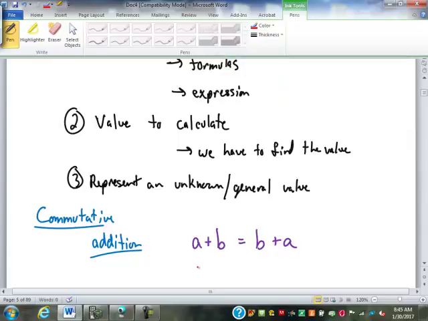Let's say A is 5 and B is a negative 12. Doesn't matter which one I put first. It's going to come out to be the same value. I can start at 0 and go up to 5 and then back negative 12 to get negative 7. Or I can start at 0, go to negative 12, and come back up 5 to get to negative 7. Either way, I end up at negative 7.